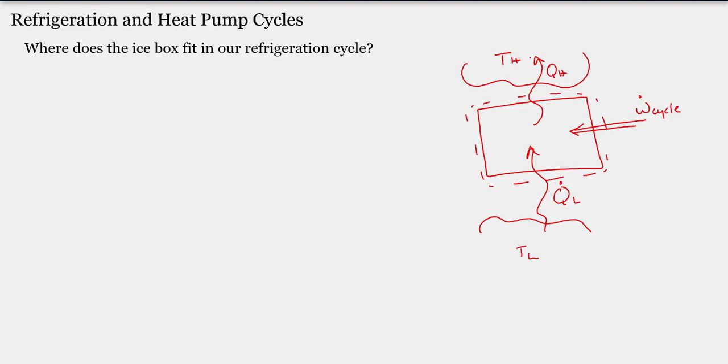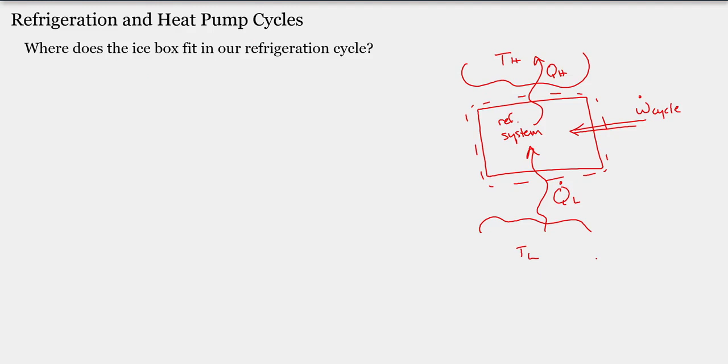So for the power cycle, all of the directions of these arrows flipped. But for the refrigeration cycle, it looks like this. And this is my system, my refrigeration system. Okay, so once we have this generic description, where does the ice box, or the really cold portion of our refrigerator, fit within this generic schematic?